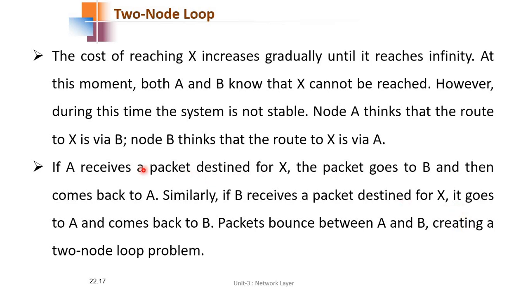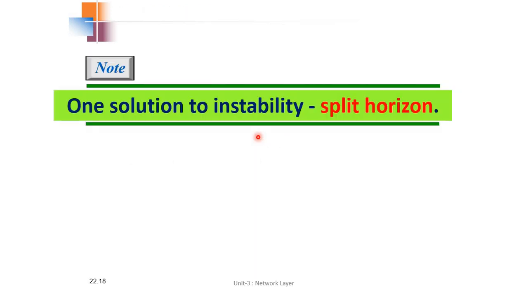The concept here is that the cost of reaching X increases gradually. I cannot reach device X, and the packet keeps on bombarding between A and B. A is pushing the packet to B and B is pushing the packet to A. While bombarding, the value of the respective distance becomes infinity. So the system becomes unstable. This instability of the system can be improved by the concept called split horizon.